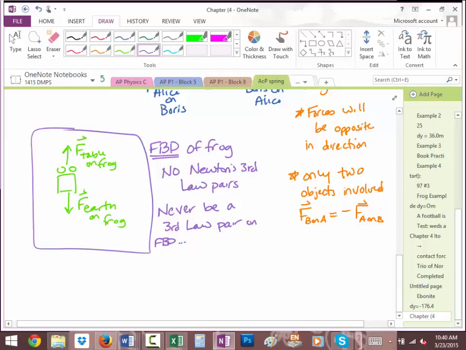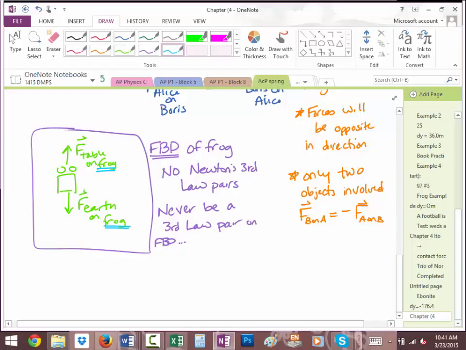Why? Because Newton's third law pairs are pairs, so two objects, and free body diagrams are only one object. It's all of the forces acting on one object. So this is going to say on the frog, and every time you talk about a third law pair, it's going to be like A on B, B on A. Are you with me there? Okay? So there will never, ever be a third law pair on a free body diagram. Don't let anybody trick you. Okay?